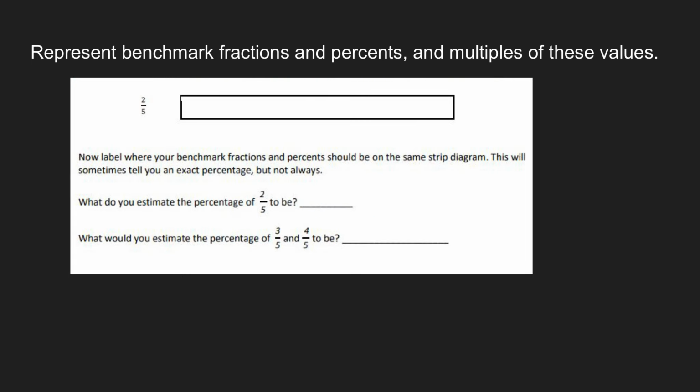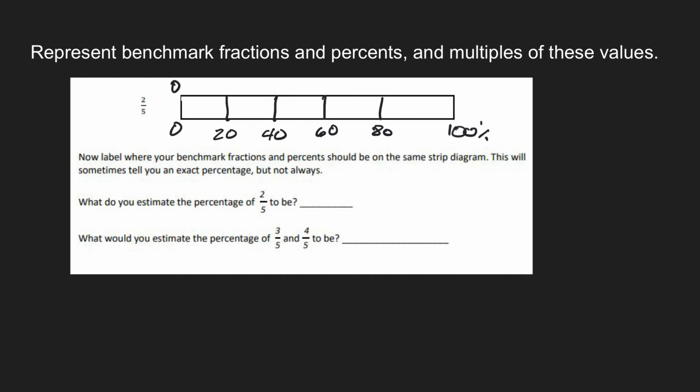Okay, now we're doing it with 2/5. Okay, so fifths, I would cut it into 5 equal parts. 1, 2, 3, 4. I didn't do a very good job, but let's imagine that those are equal. And then I'm going to go ahead and label my zeros and my 100%. And then we know if we take 100 divided by 5, we get 20, 40, 60, 80, and then 100. So those are all percentages.